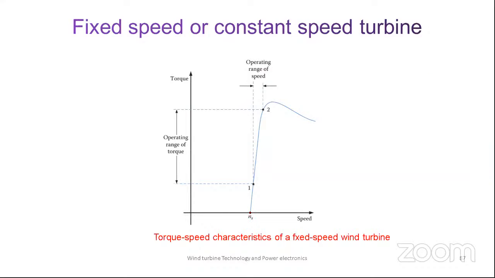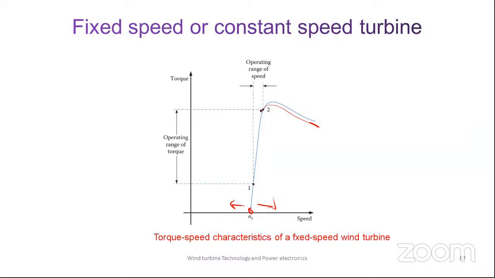This is the synchronous speed. Below synchronous speed there is no generation, and only above synchronous speed can it generate power. You can see points 1 and 2. This is the torque, the operating range of torque, and this is the synchronous speed. Between 1 and 2, when the speed increases, the torque also increases, which means the power also increases. After point 2, it becomes non-linear, meaning the characteristics change.